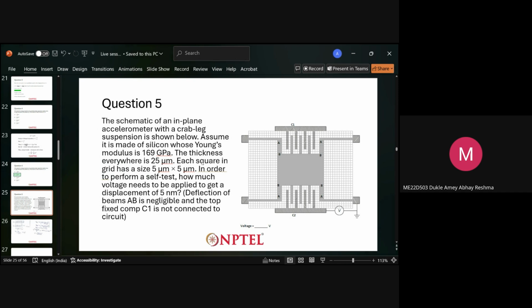So moving to the next question. This is a very important question. Please follow this question in detail, and maybe take a screenshot if you need. You have a schematic of an inertial accelerometer. An accelerometer is what you use to measure acceleration, with a crab-like suspension. You can see here these are the four fixed points.